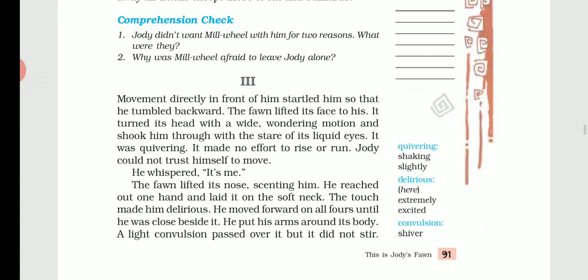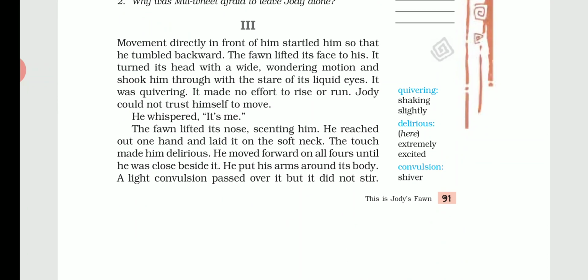Now moving to the third part of your lesson. Here I start with it. Movements directly in front of him startled him so that he tumbled backward. The fawn lifted his face to him. It turned its head with a wide, wandering motion and shook him through with the stare of its liquid eyes. It was quivering. It made no effort to rise or run. Jody could not trust himself to move. So now what happened? Here, he directly moved towards the fawn. So who is he here?